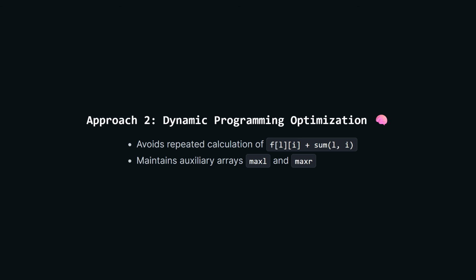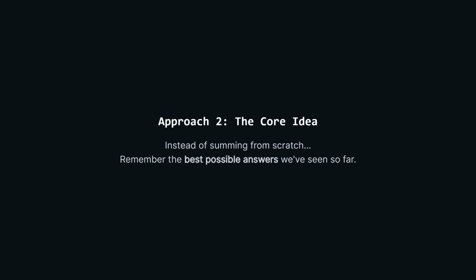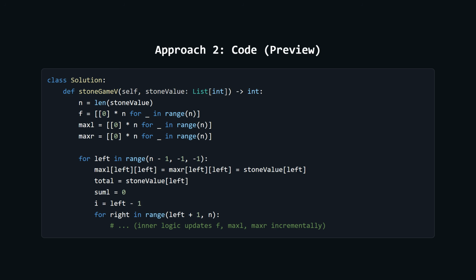There is a second, more advanced approach that speeds things up by realizing we are doing a lot of redundant addition. By keeping track of the highest scores we've already found for segments on the left and right, we can skip the inner loop that checks every single sum. This code uses a sliding pointer to balance the sums, updating our maximum trackers on the fly, which drastically cuts down the runtime.